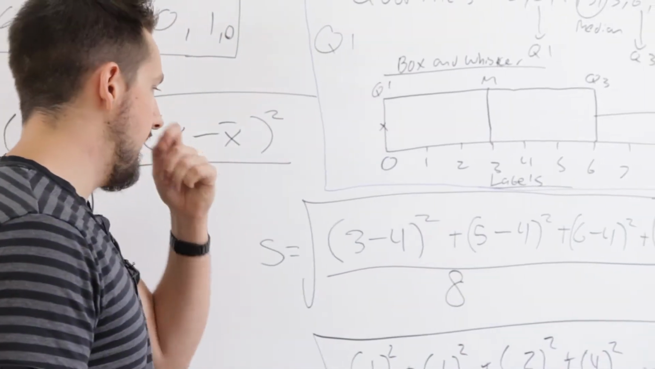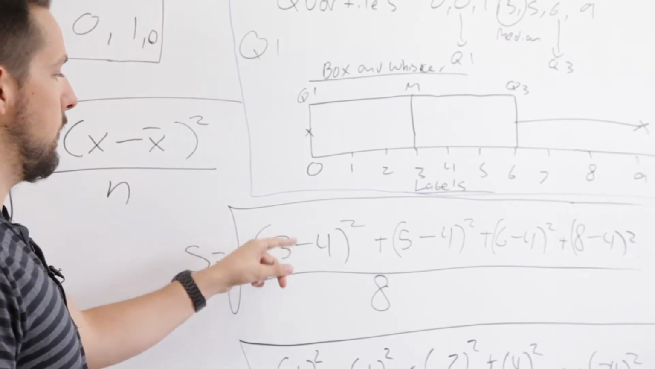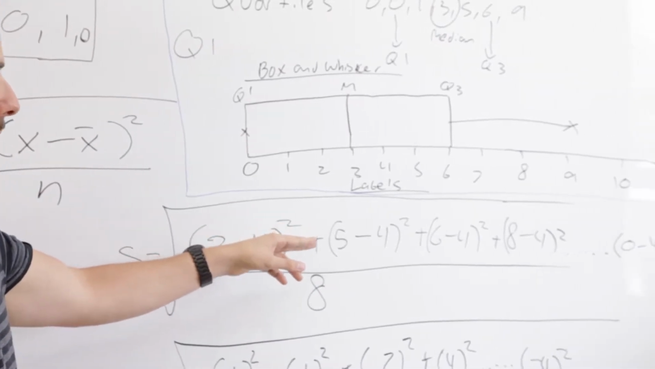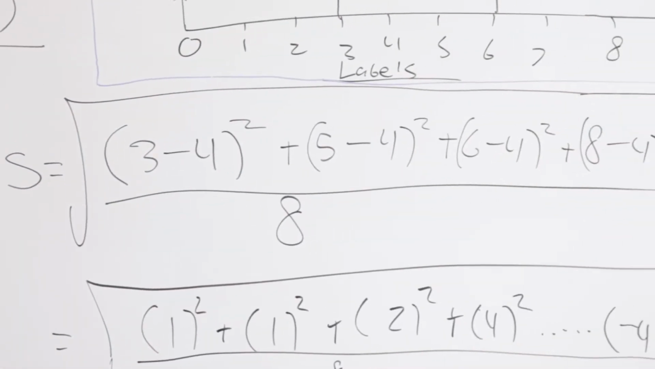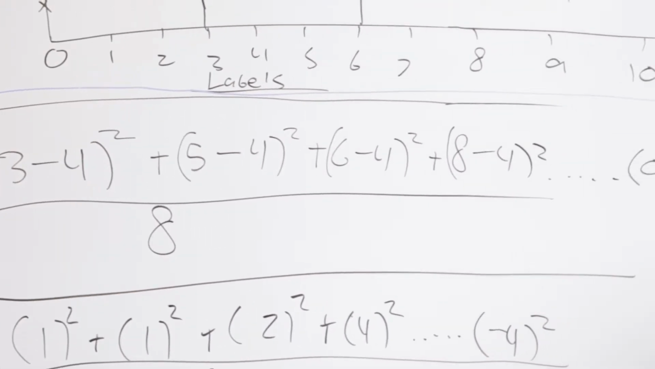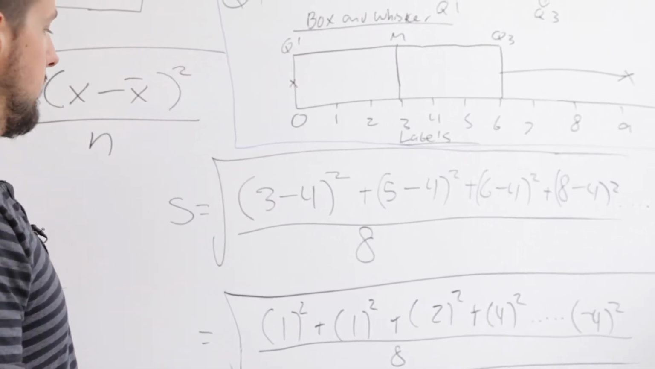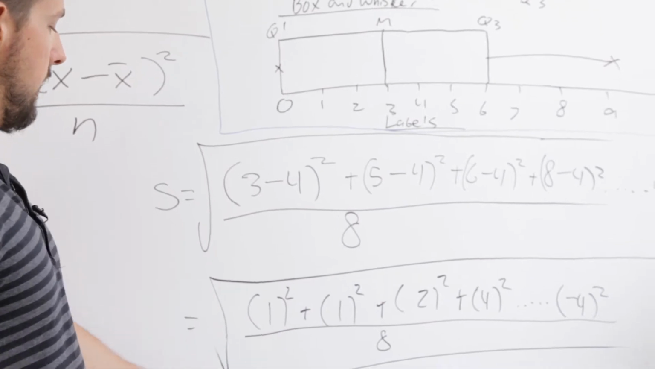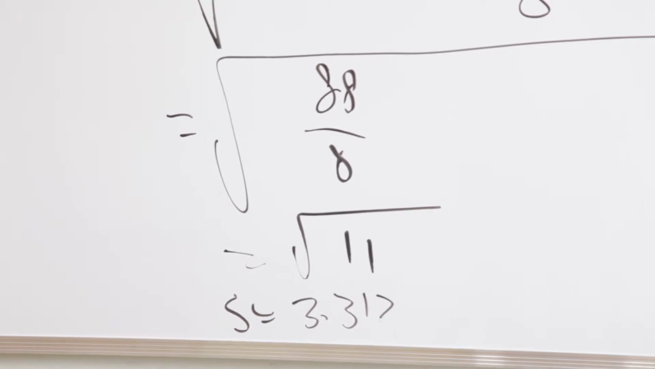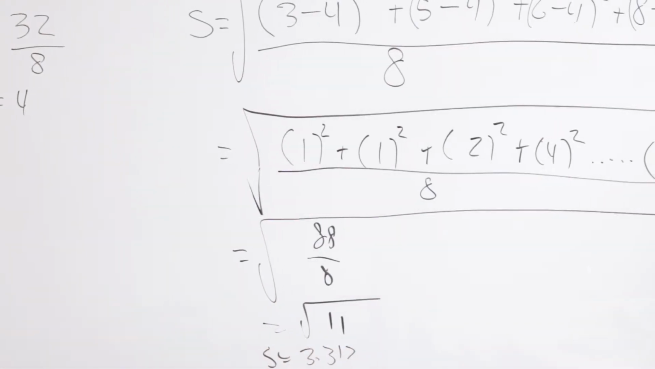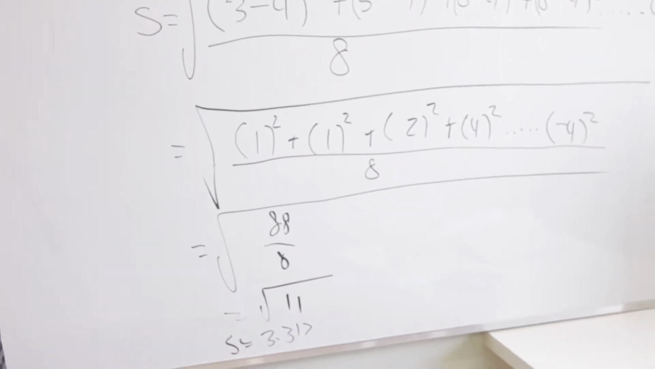Every data point has to have the mean subtracted from it and then be squared. So the first data point, 3, take away 4 squared, plus the next data point, 5, take away 4 squared, and so on. We continue until we've gone all the way to our last data point. From this point, solving it is just a matter of using your old math skills. You do your exponents first, then you add them up. So we get down to 88 over 8. Then you do your division, which equals 11. The final step is always taking the square root. So when it all works down, the final answer is that the standard deviation is 3.31.